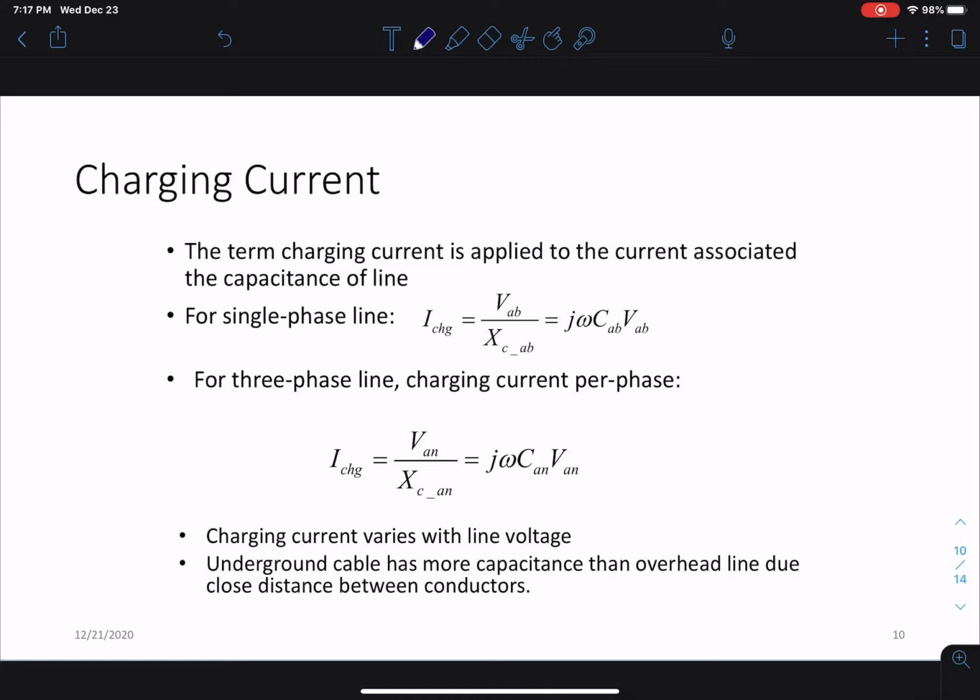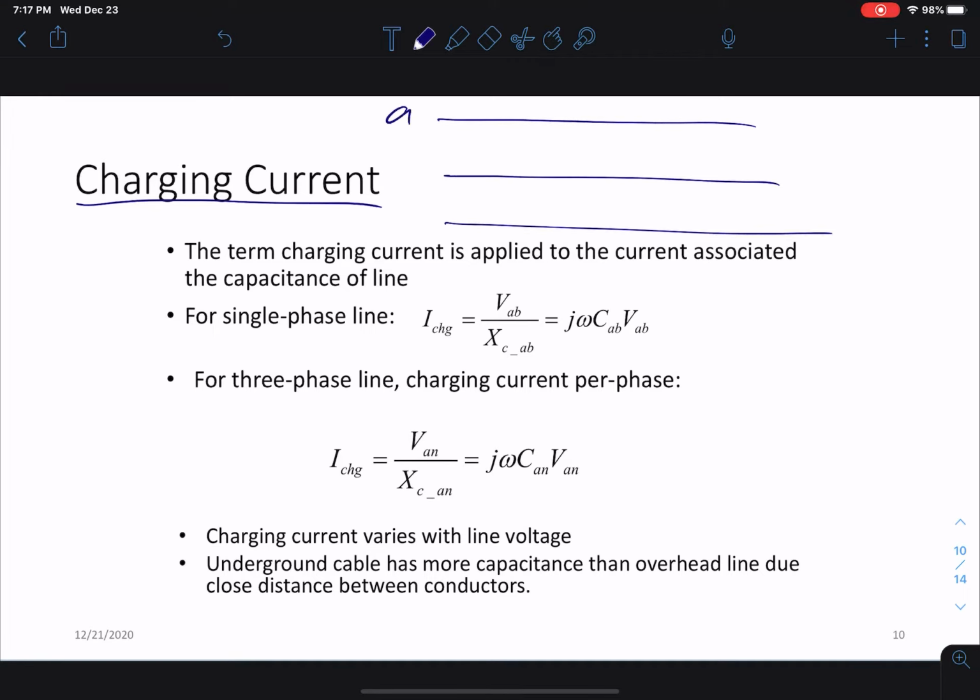One other thing I want to mention about capacitance is the charging current. Let me draw a transmission line here. If you have a 3-phase transmission line, say phase A, phase B, phase C, and there's a ground, the neutral, then each line of the transmission line has a capacitance to the neutral.